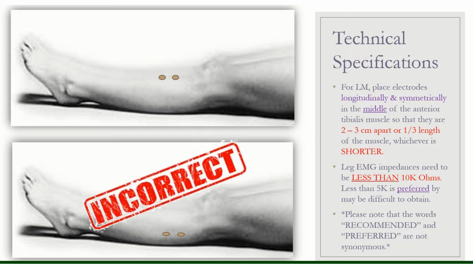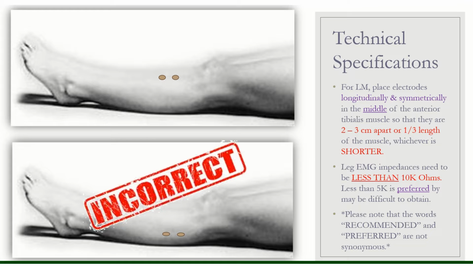All right, so the technical specifications. We have 2 different pictures here. The top picture is about the leg EMG placement. This is the correct electrode placement for our leg EMGs. And on the bottom is the incorrect placement for the leg EMGs. The AASM manual recently updated to include this because a lot of texts were putting it like how we see the picture at the bottom, but actually the picture at the top is more correct.